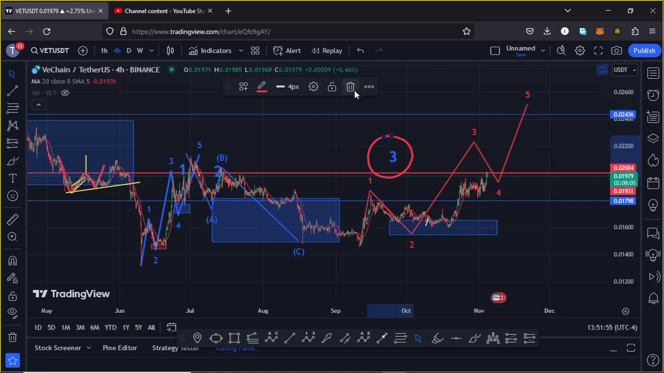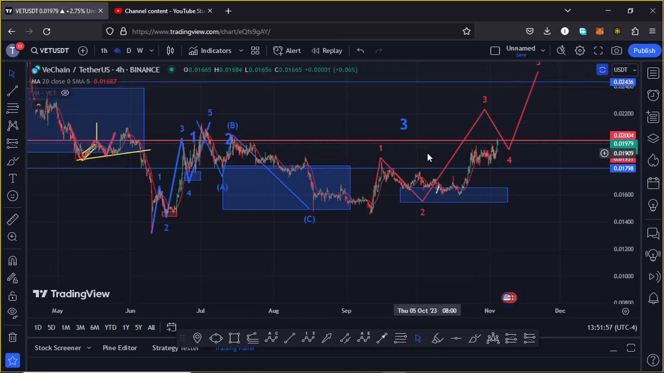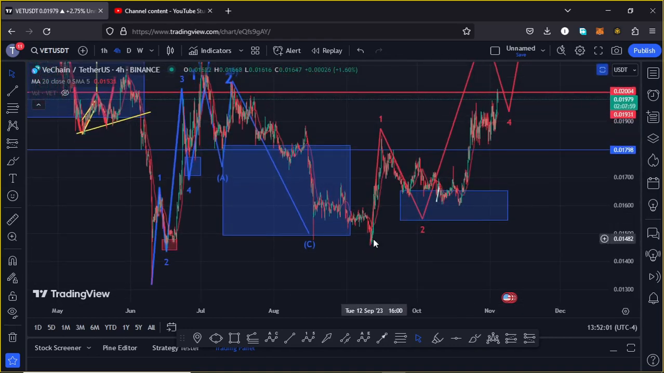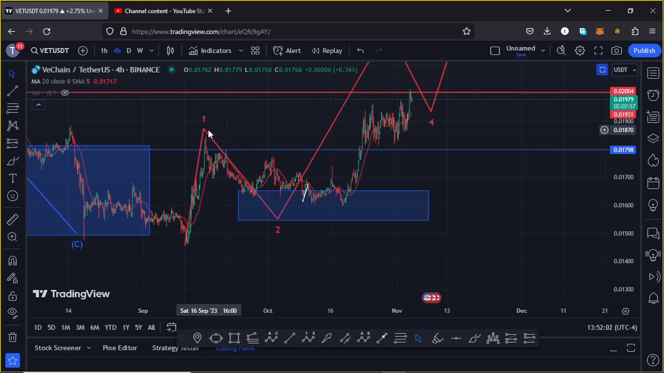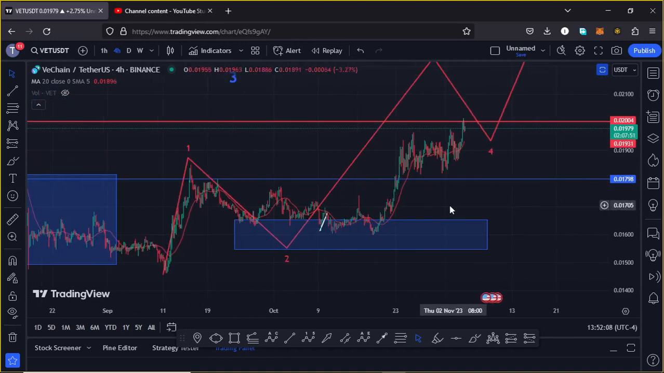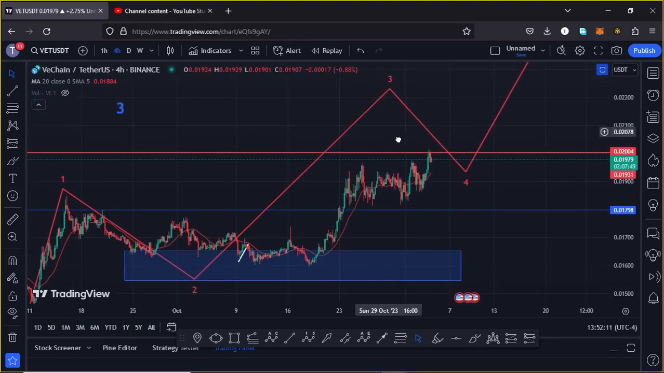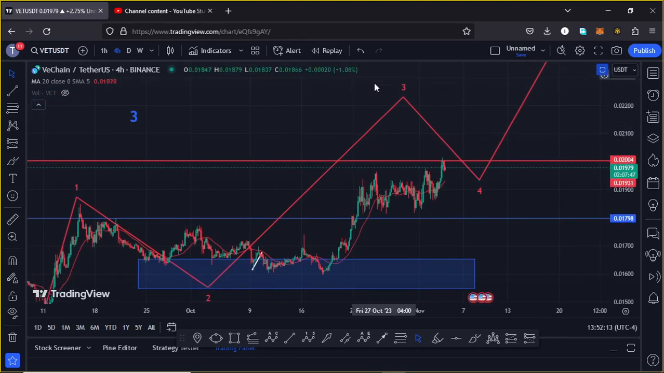And at the time of this recording, you can easily see that Vechain has now given us a high in the formation of this wave 1, seen a pullback in the formation of this wave 2, reacted to the target area, and started this move to the upside in what I'm terming as the formation of this wave 3.